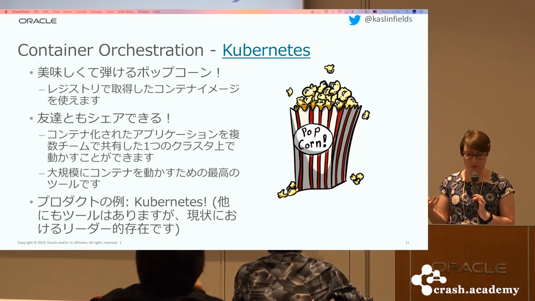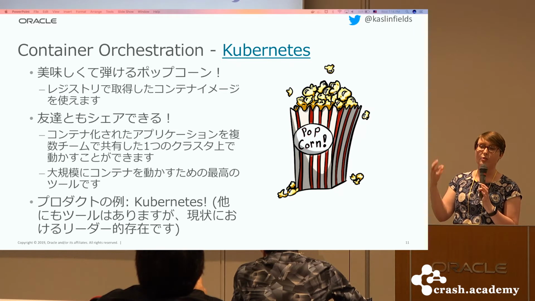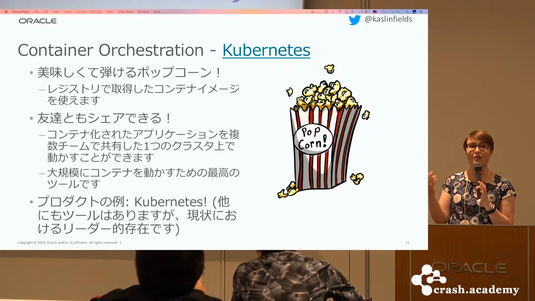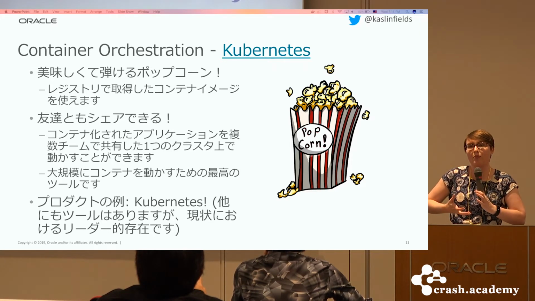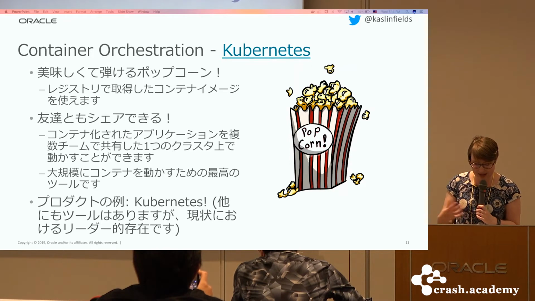And also, popcorn is really easy to eat. It's really easy to carry around in its little bag. And Kubernetes makes it a lot easier to manage all of your containers. Just carrying around a whole bunch of popcorn in your hands would not be very fun. So Kubernetes makes managing those workloads much easier.